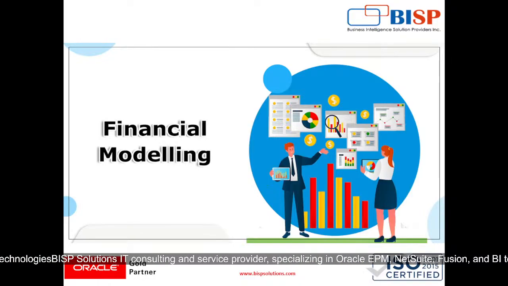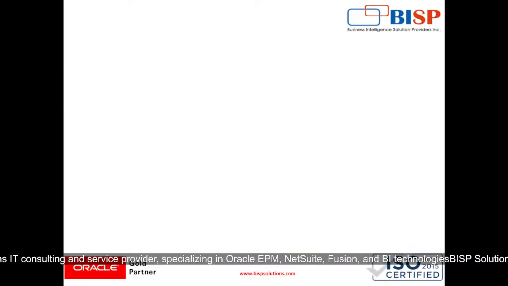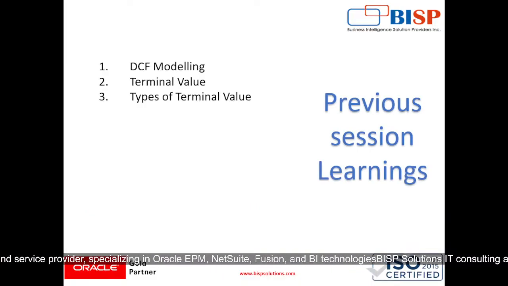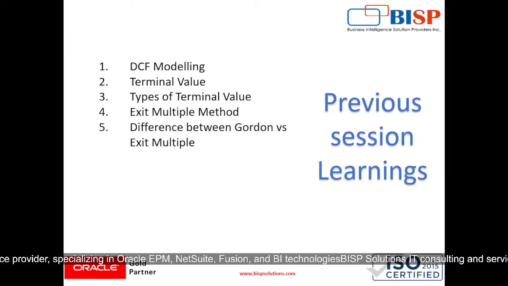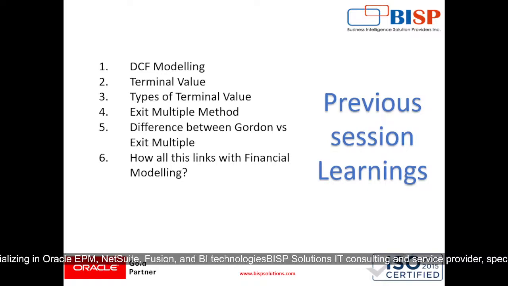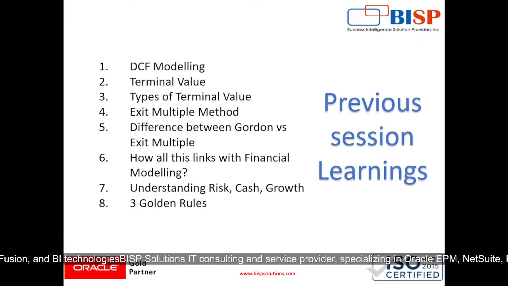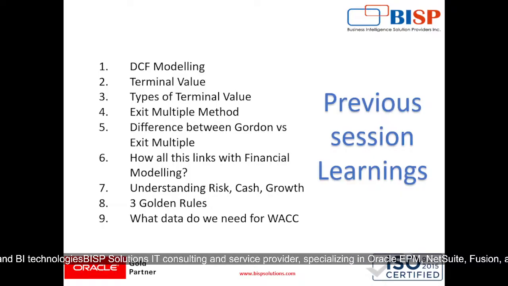So in today's session, we will be understanding financial modeling. In our previous session, we covered DCF modeling, terminal value, types of terminal value, the exit multiple method, the difference between Gordon versus exit multiple, how all these headings are linked with financial modeling, understanding risk, cash growth, the three golden rules of DCF modeling, and what data we need for WACC.